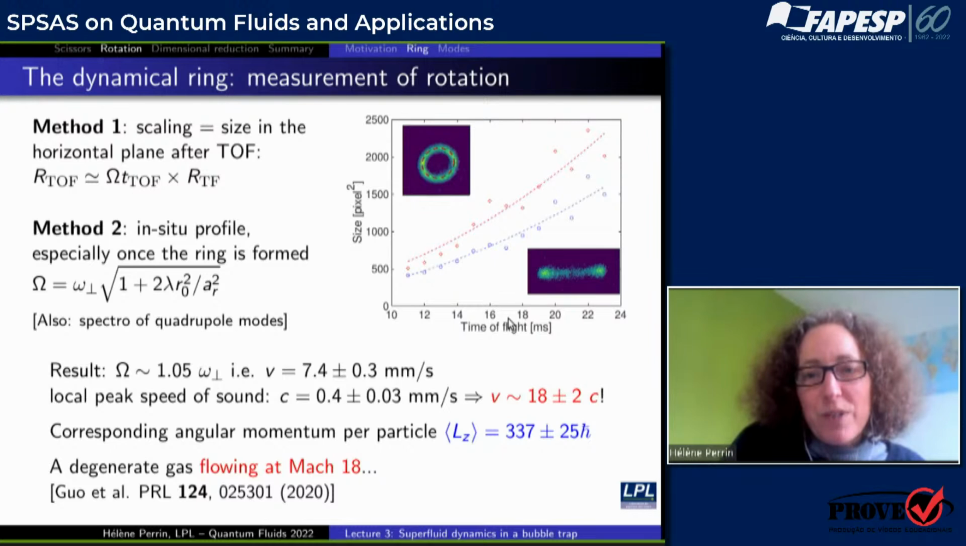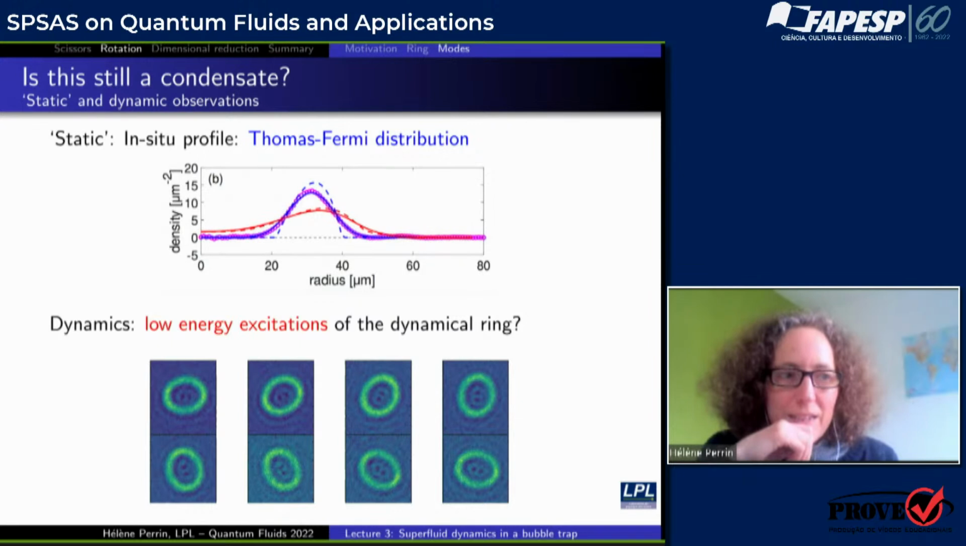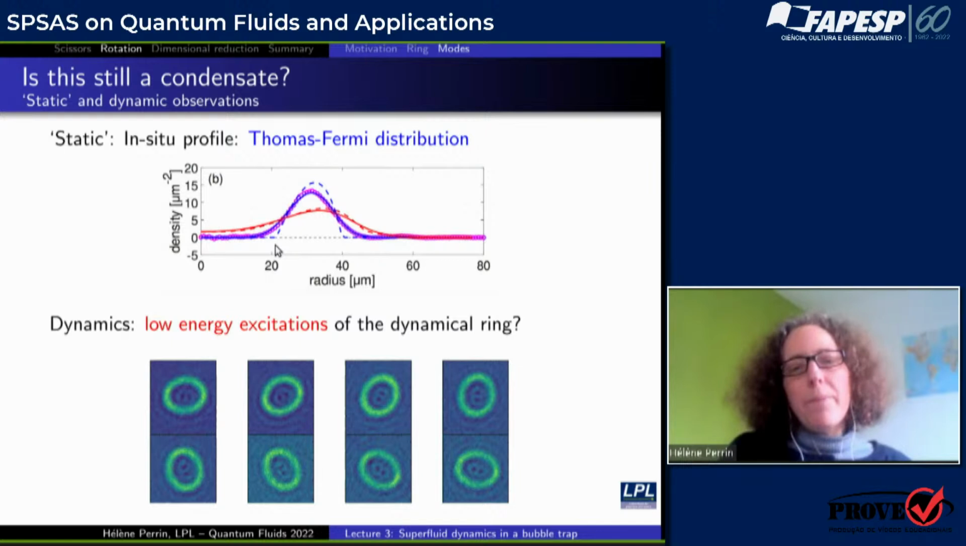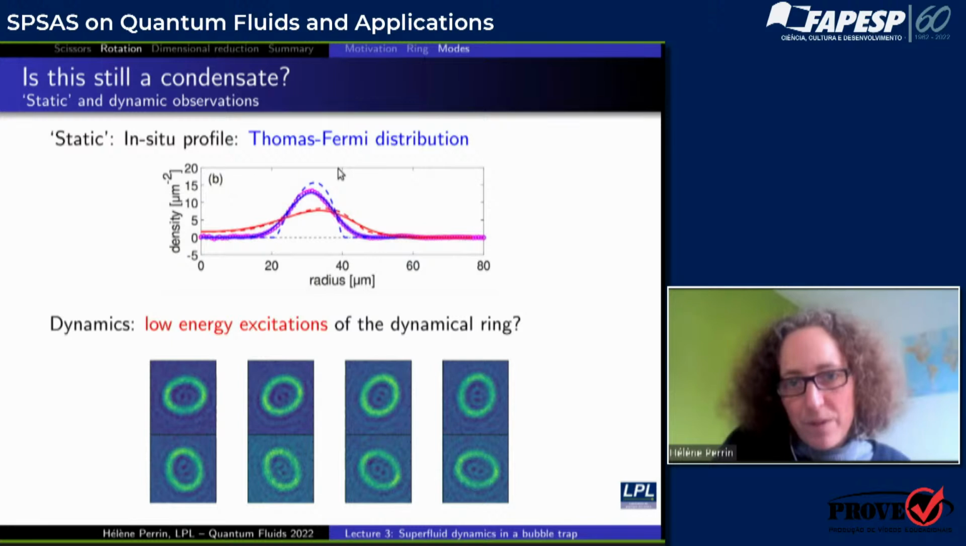It is interesting to wonder how stable this gas can be, knowing that it flows at speeds much larger than the speed of sound. We may even wonder if the gas is still degenerate in this case. In fact, it is confirmed by two different signatures. The first is that its density has a shape which is the one of a Thomas Fermi distribution, typical for a BEC, and very different from what would be expected for a thermal gas.